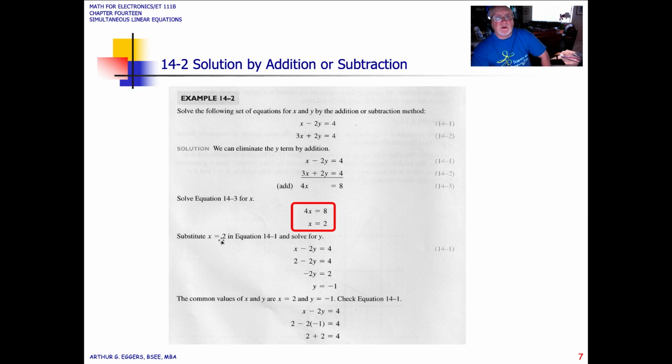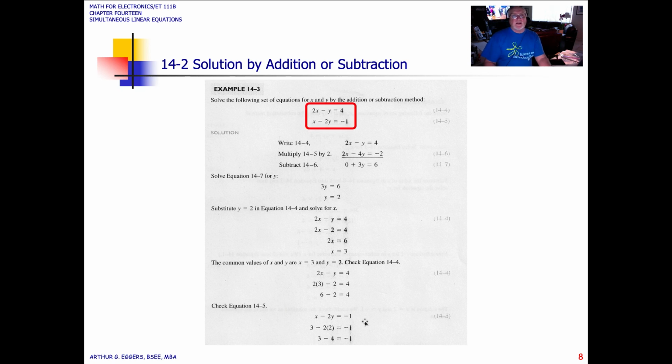Again, if we substitute x equals 2 back into either of the equations, let's put it back in the first one. 2 replaced for x in x minus 2y equals 4. We solve through here. Now we end up with just the y unknown. We solve for y, and we have, again, that same value, y equals minus 1, that we saw when we did the graphical method. The common values of x and y then are x equal 2 and y equal minus 1. And as before, plug the values back into the relationship and make sure that they do in fact work.